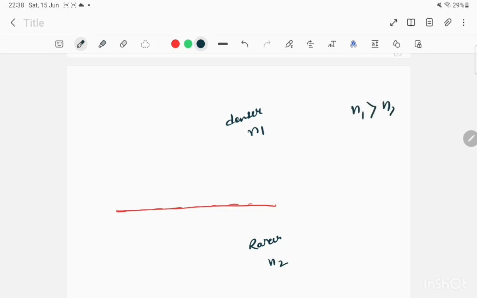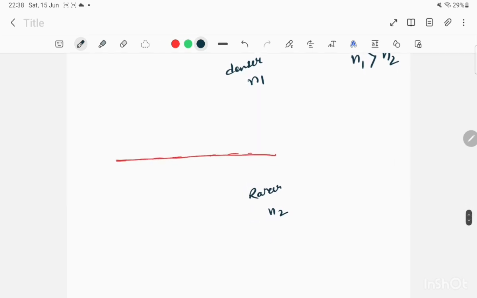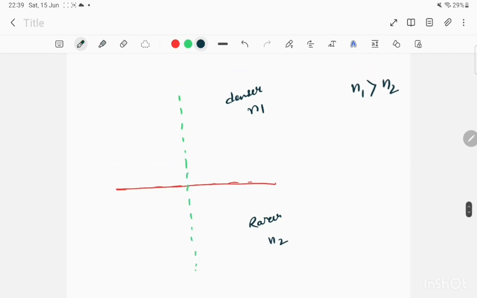Next is, if it is the opposite, say you have an interface, and this is your denser medium and this is your rarer medium. This is N1, this is N2, and this time N1 is greater than N2. Under that situation, this is the normal drawn at the point of incidence. So if you have an incoming ray of light incident at O, then this is supposed to be the undeviated ray of light, isn't it?